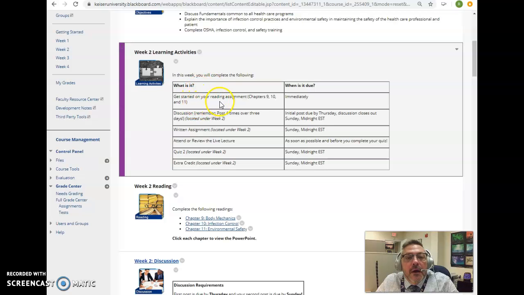So, you want to get started on your reading in chapters 9, 10, and 11. 9 is on body mechanics, 10 is on infection control, and 11 is on environmental safety. The discussion posts, as usual, 4 separate posts on 3 separate days to earn a grade of good, above 4 separate posts to earn a grade of excellent. I will start grading those for week 1 today.